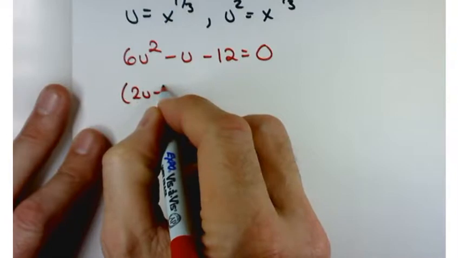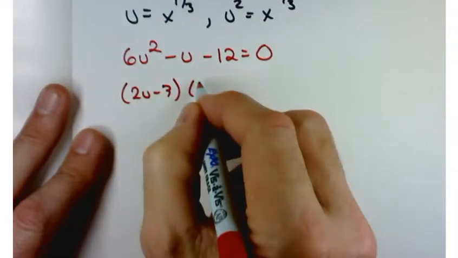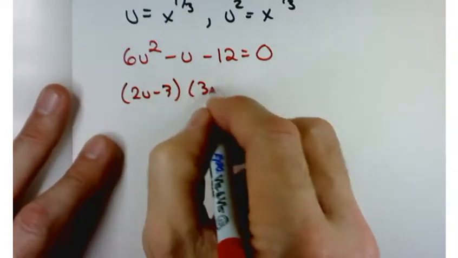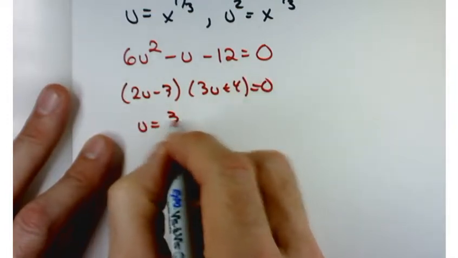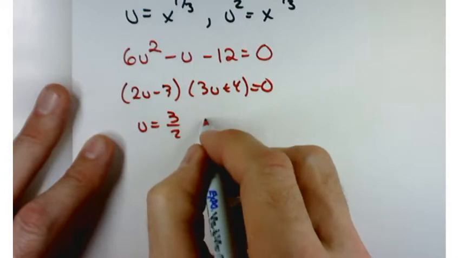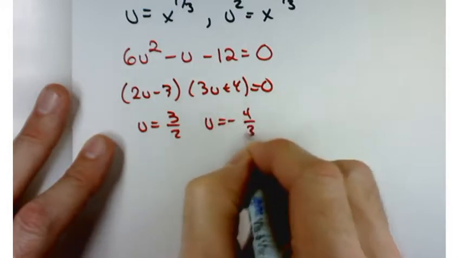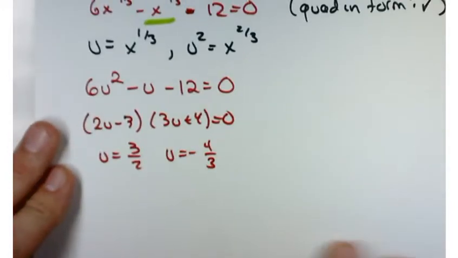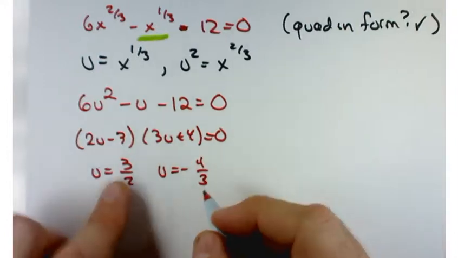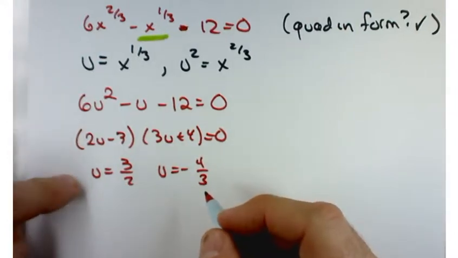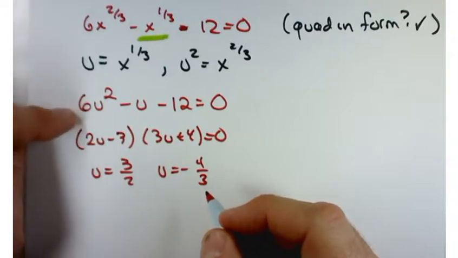Suppose you factored it, 2u minus 3 times 3u plus 4 equals 0, and we get these two solutions. u equals 3/2, and u equals negative 4/3. That's not our solution. Why not? Yeah, this is a solution to u. That's a solution to this equation. I need a solution to this equation up here.